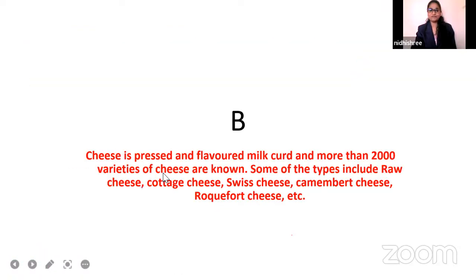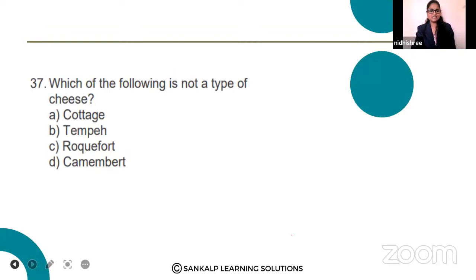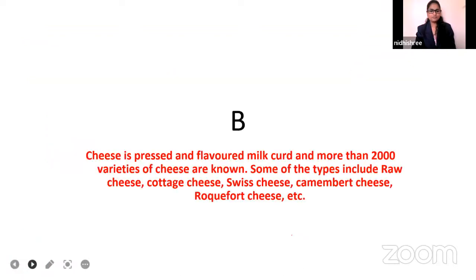Cheese is a pressed and flavored milk curd. And more than 2,000 varieties of cheese are known. Great. Some of the types include raw cheese, cottage cheese, Swiss cheese, camembert cheese, roquefort cheese. So, the right answer is option B, tempeh.